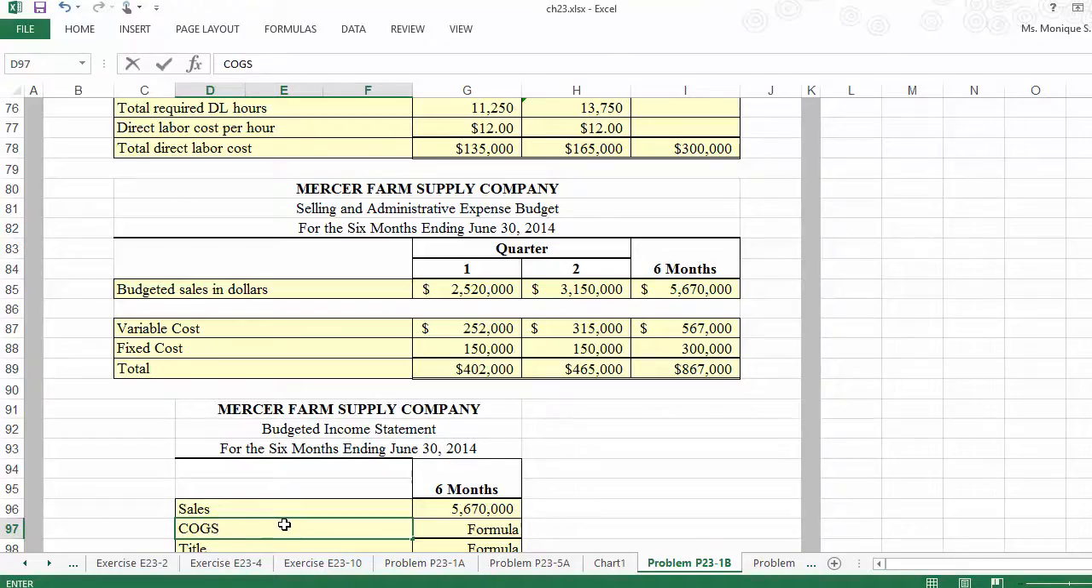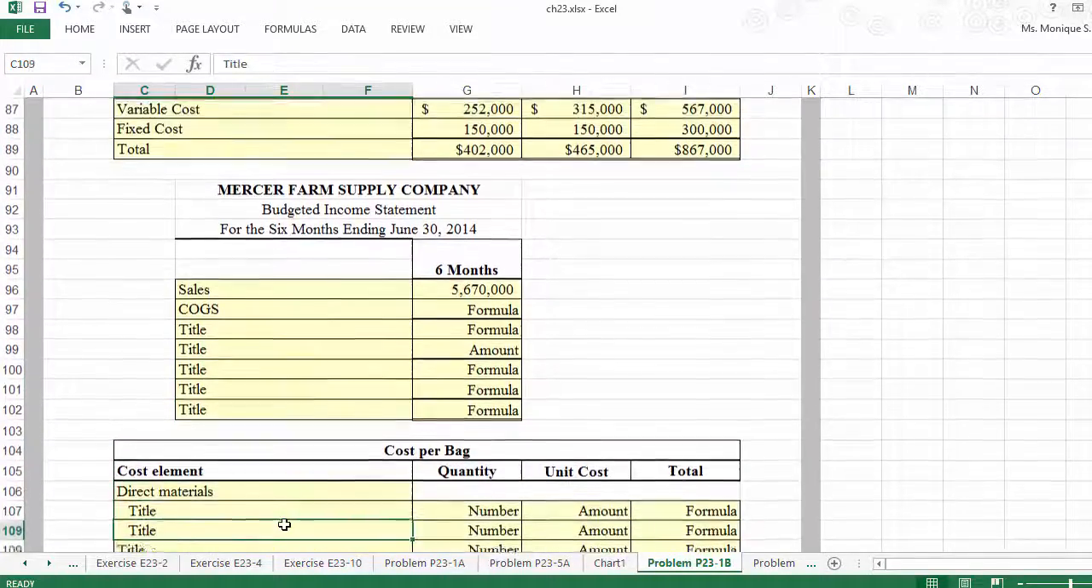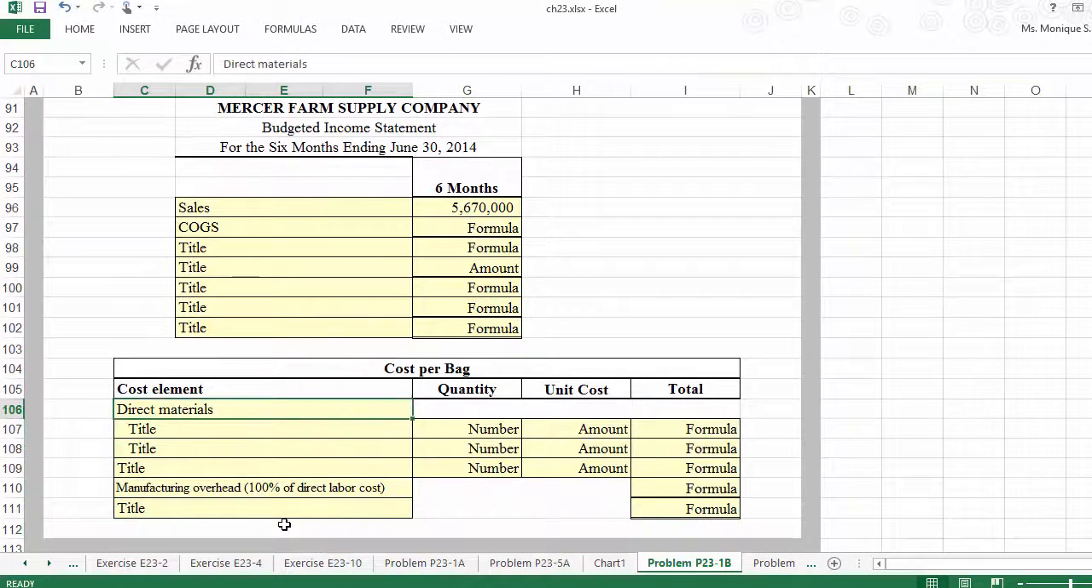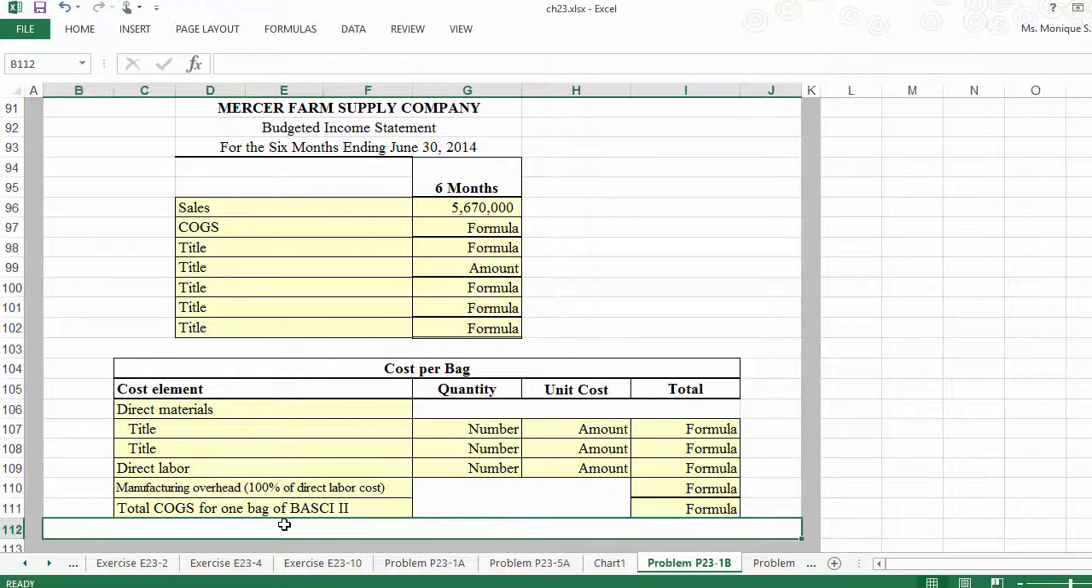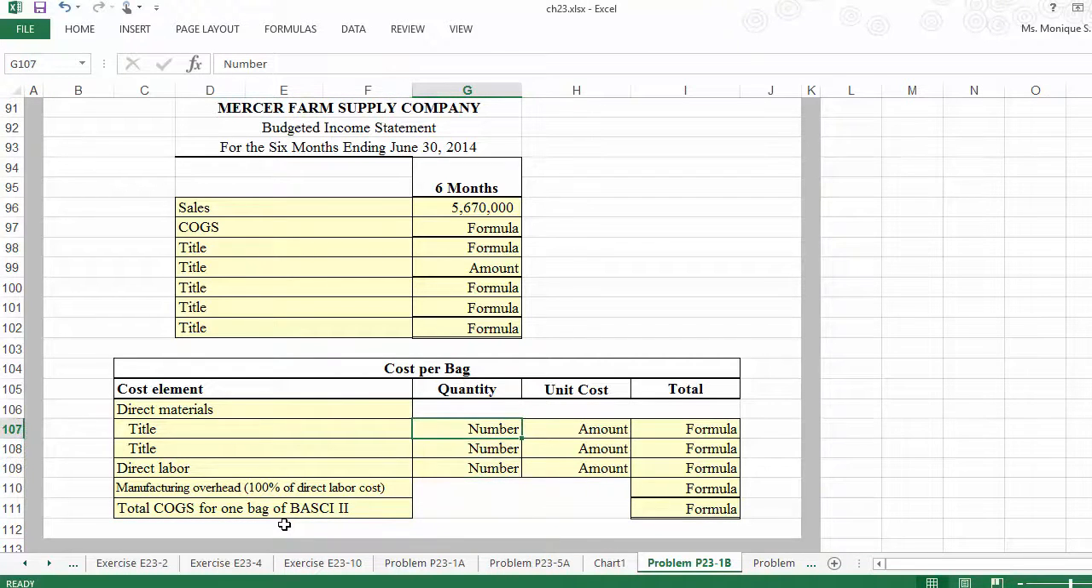Now to do our cost of goods sold, we're going to have to figure out how much it costs for one unit. So we're going to do a supporting schedule, and that's going to include the direct material, direct labor, and our manufacturing overhead, and this will be our total cost of goods sold for one bag of basic 2. And here we're going to have our direct materials. We have crop and we have dirt.